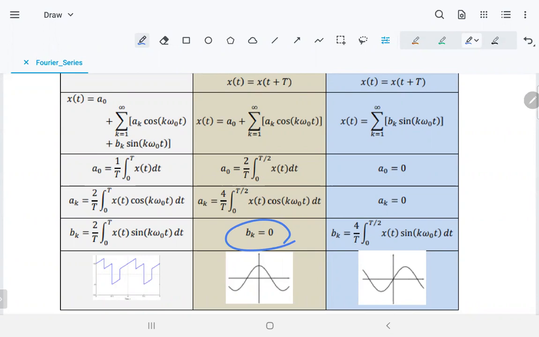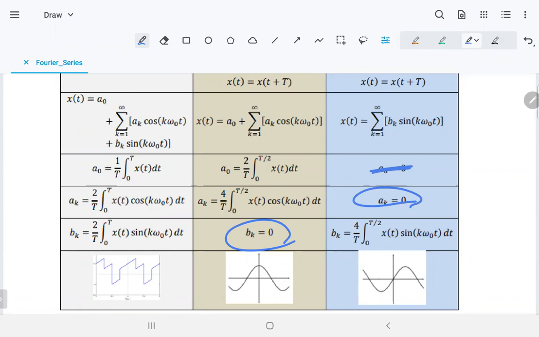And if it's odd, ak is equal to 0. That's not necessary for every coefficient; it could be 0 or not 0. But ak is equal to 0 when it's odd. All right, so always keep this in mind. You save your time when you know.